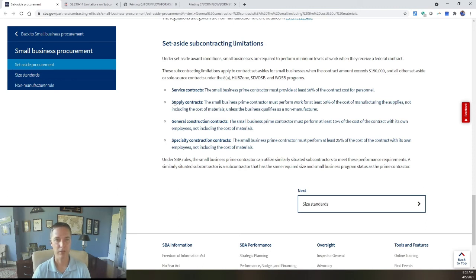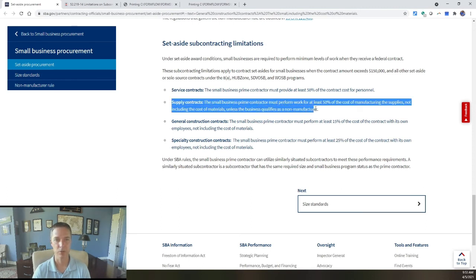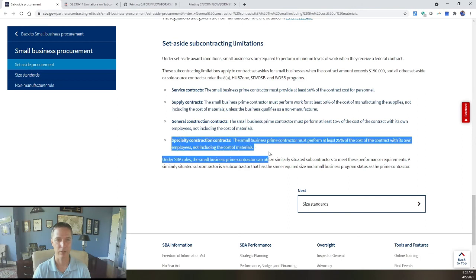Materials contracts is a really different thing, because we start talking about the non-manufacturing rule, which is a totally different thing. And then specialty construction contracts, that's also kind of a different thing. That rule is 25%. So again, 50% for services contracts for small businesses, and 15% for construction contracts.